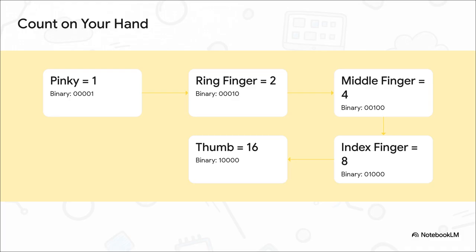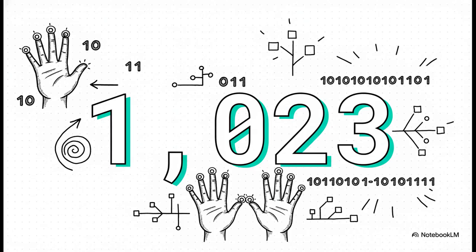So if you wanted to make the number 3, what would you do? You'd raise your ring finger, which is 2, and your pinky, which is 1. 2 plus 1 equals 3. Now check this out. With just one hand, you can count all the way up to 31. But with two hands, that's 10 bits, you can represent any number from 0 all the way up to 1023. That's the power of this system.